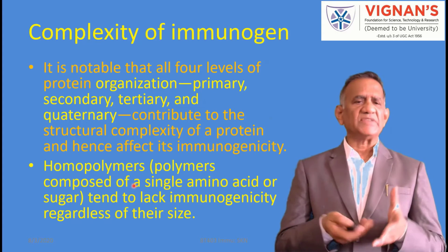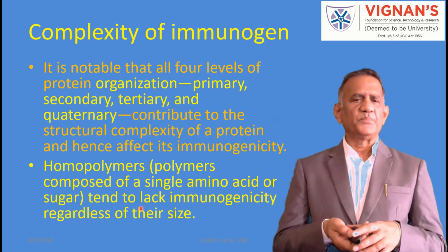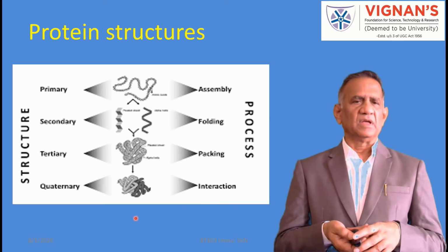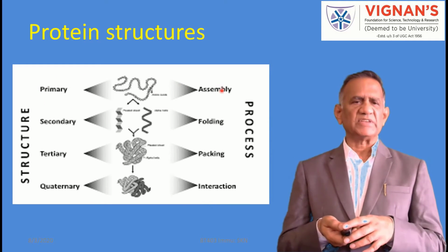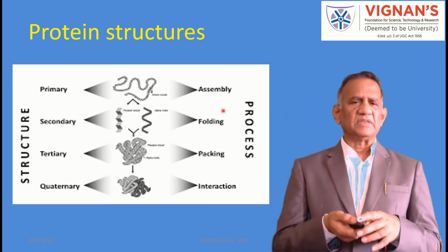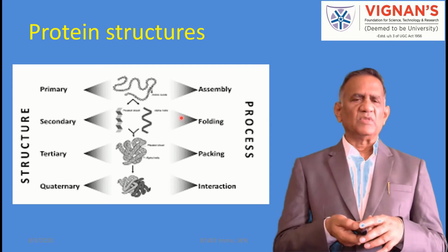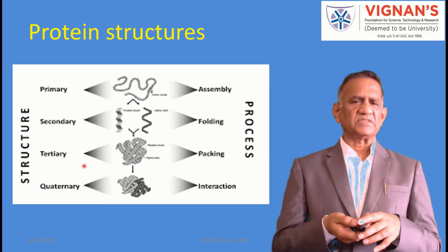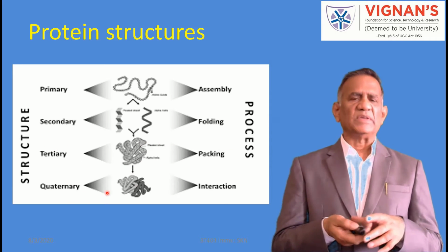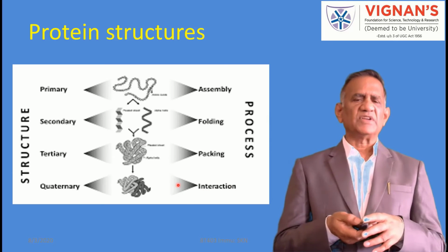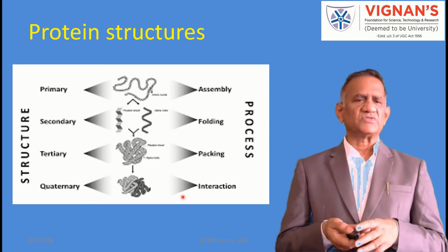Homopolymers, that is, single amino acid repeats, are poor and lack immunogenicity. Now let us see the protein structure. Primary structure is where the assembly of amino acids takes place. Secondary structure has the alpha helix and beta pleated sheet, where the folding takes place. Tertiary structure is where packing of these folded structures goes on, and quaternary structure is where the interaction between these folded structures takes place. This is all the protein structure.